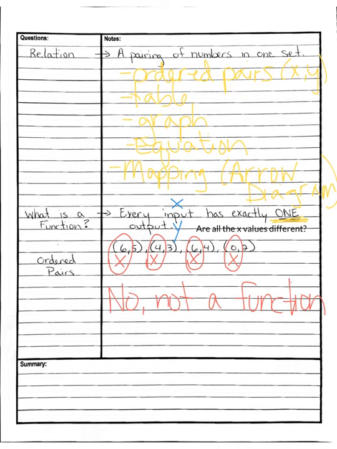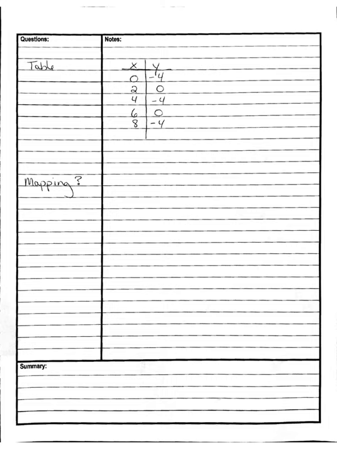We looked at ordered pairs. Let's try to determine if we have a function based on a table. Let's look at our table here. Are all my x's different? Yes. So this is a function. Okay. So we do have a function here.